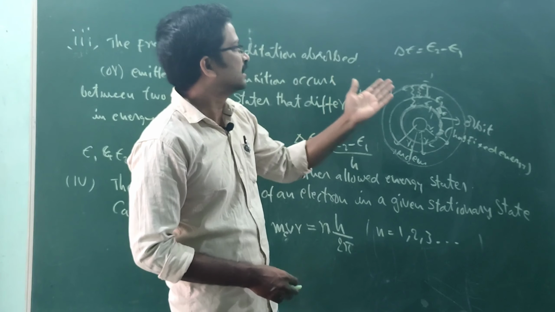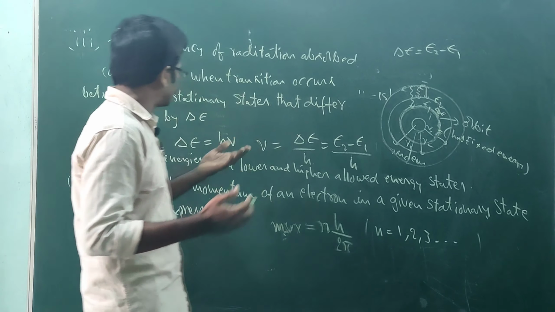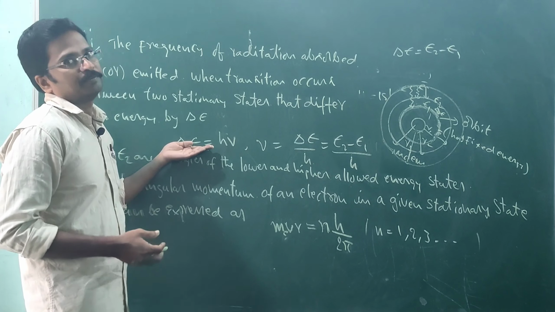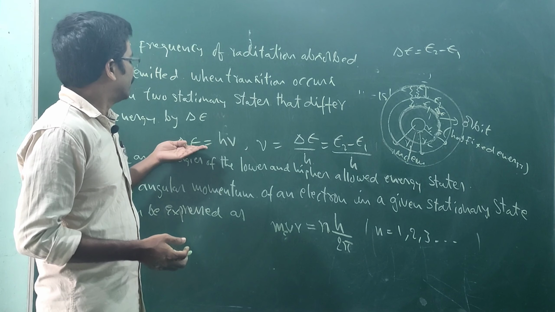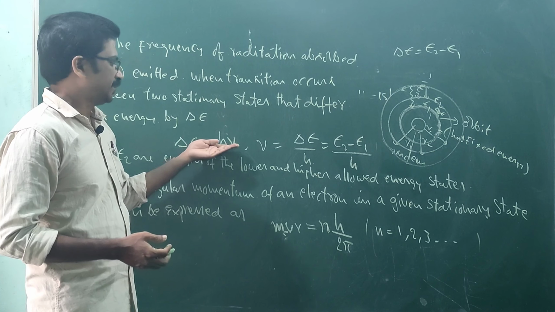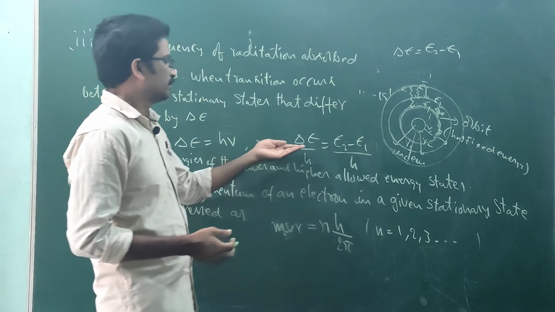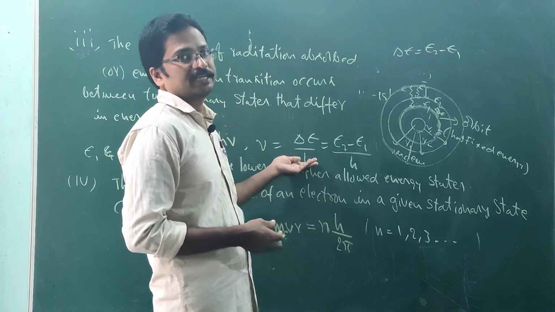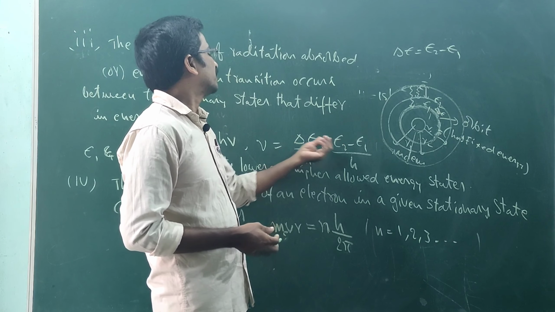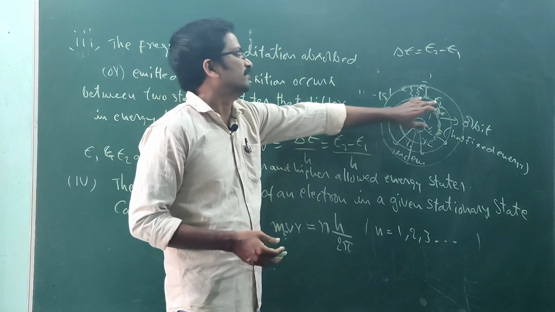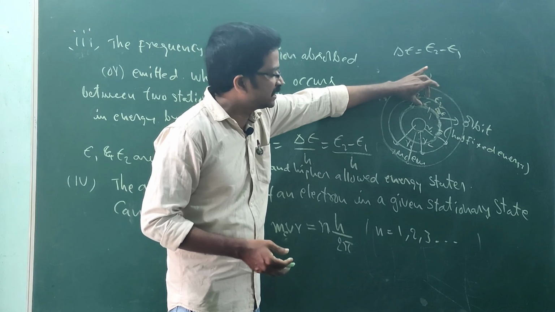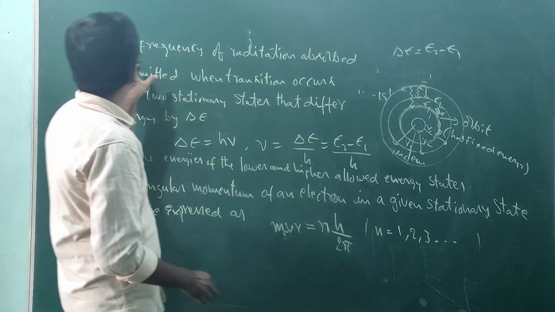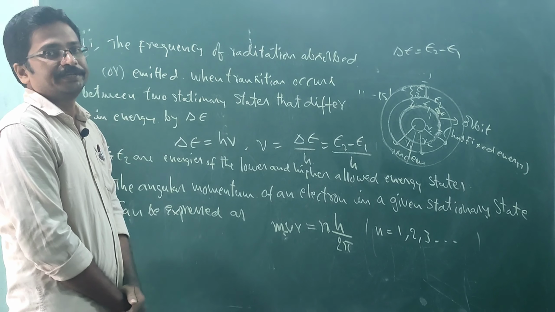E2 minus E1. We know the formula from Planck's quantum theory: delta E is equal to h nu, so nu is equal to delta E by h. h is a constant known as Planck's constant. Delta E means E2 minus E1, the energy difference between these two levels. That is the point mentioned in the third point.